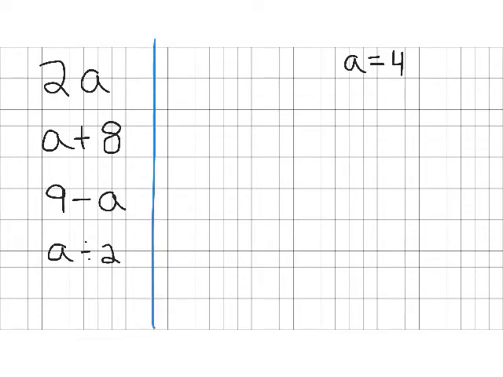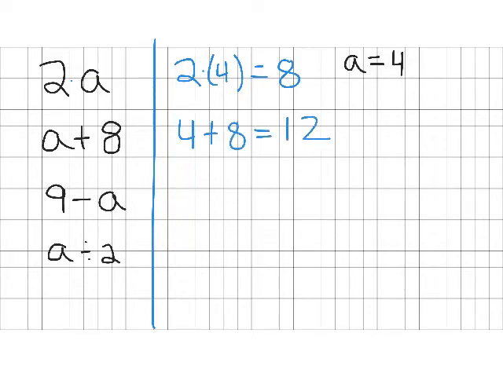So for the first one, 2a, that becomes 2, and then often we put the number in parentheses when we put it in. So that would be like 2 times 4, because whenever a number is right next to a variable, that means times, we remember. So that would be 8. If I substituted in for the second expression, I'd have 4 plus 8, and that would give me 12.